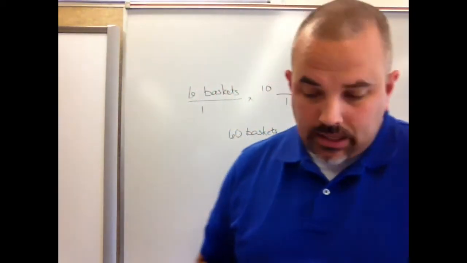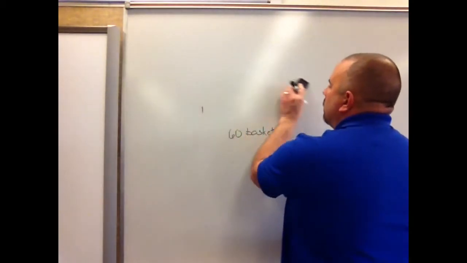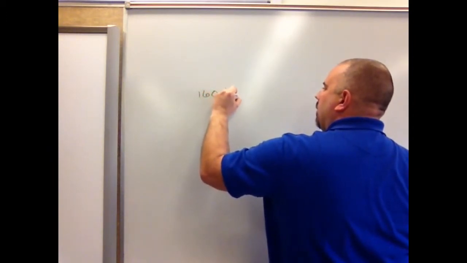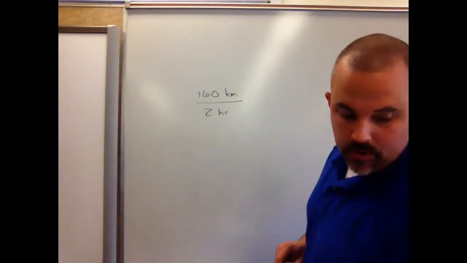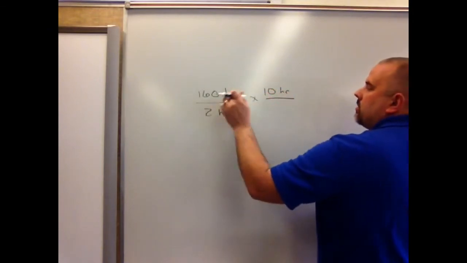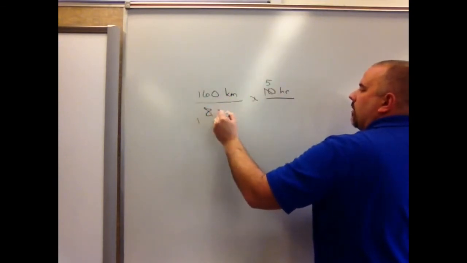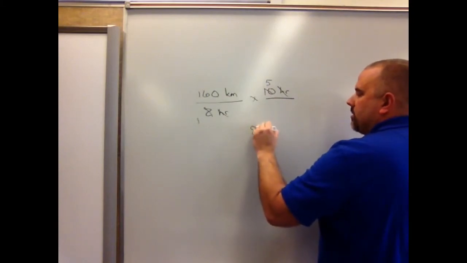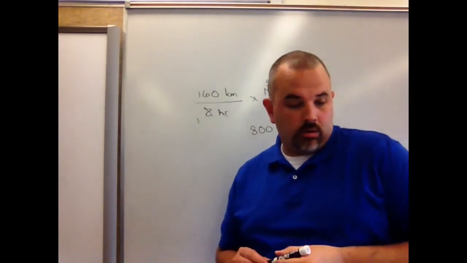Let's take a look at letter D. Letter D in this case is 160 kilometers over 2 hours, times 10 hours over 1. Let's do our reduction here. So we have 1 and 5. We get rid of the hours. So we have 160 times 5, which is 800 kilometers. So in 10 hours, you would go 800 kilometers.